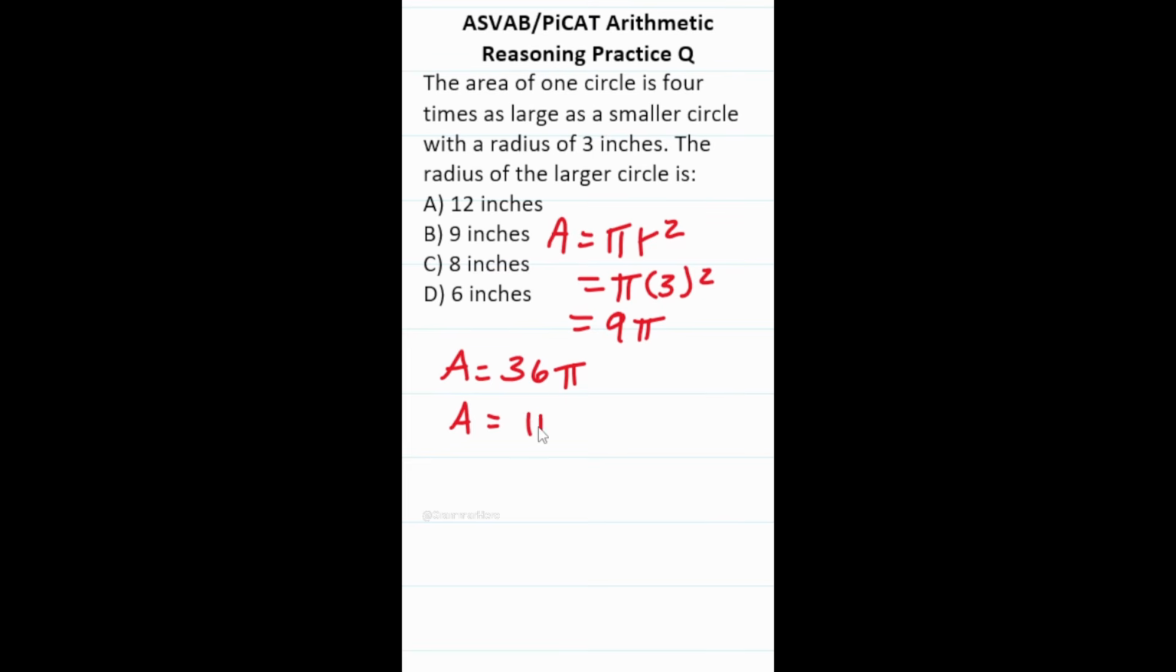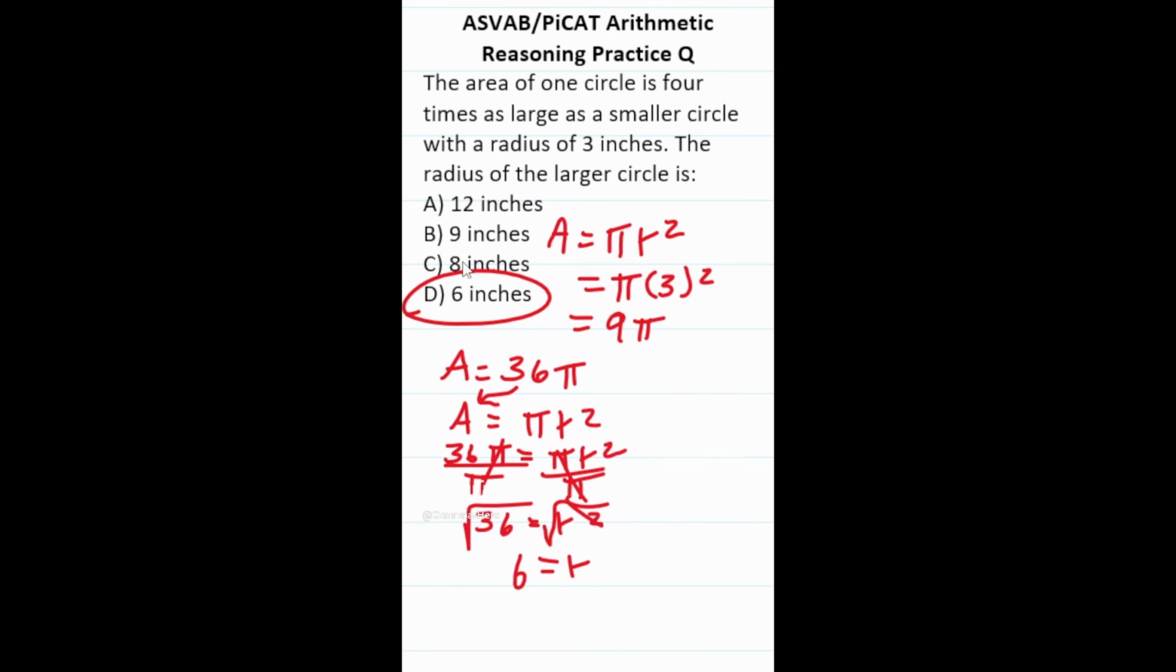How are we going to find its radius? Again, area is pi r squared. We know the area of our big circle is 36 pi. This is 36 pi equals pi r squared. Divide both sides by pi to get r squared by itself. This crosses out here and here, leaving you with 36 equals r squared. We just want r, so take the square root of both sides. This crosses out, leaving you with r equals 6. So this one is D, 6 inches.